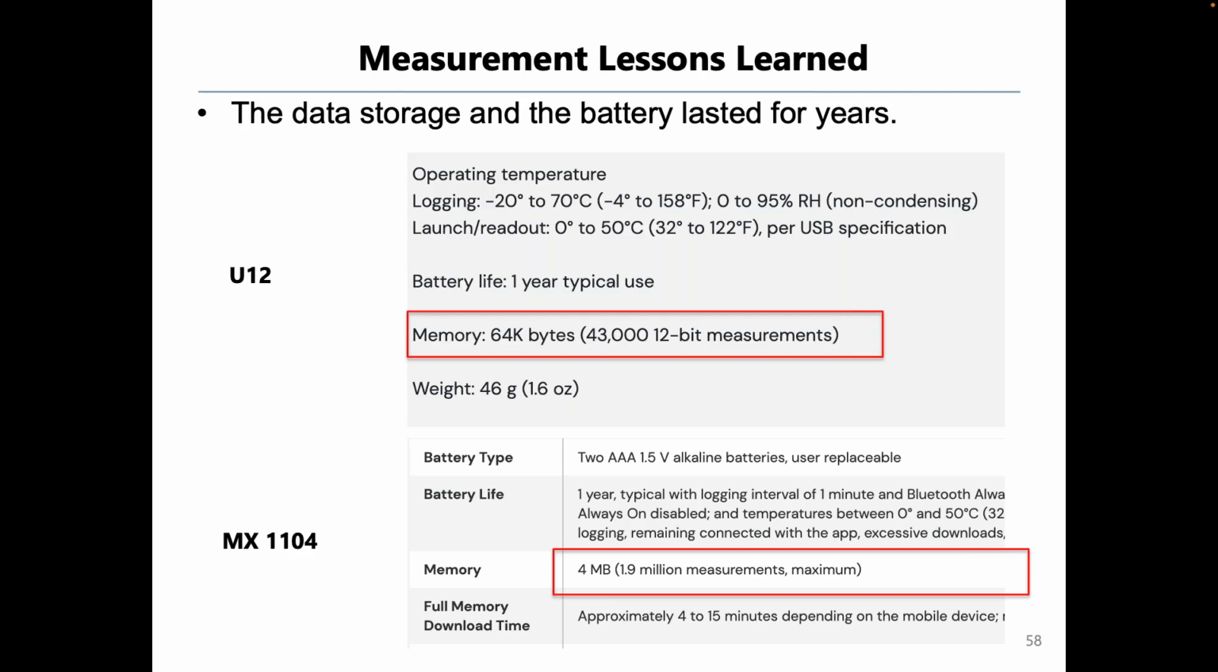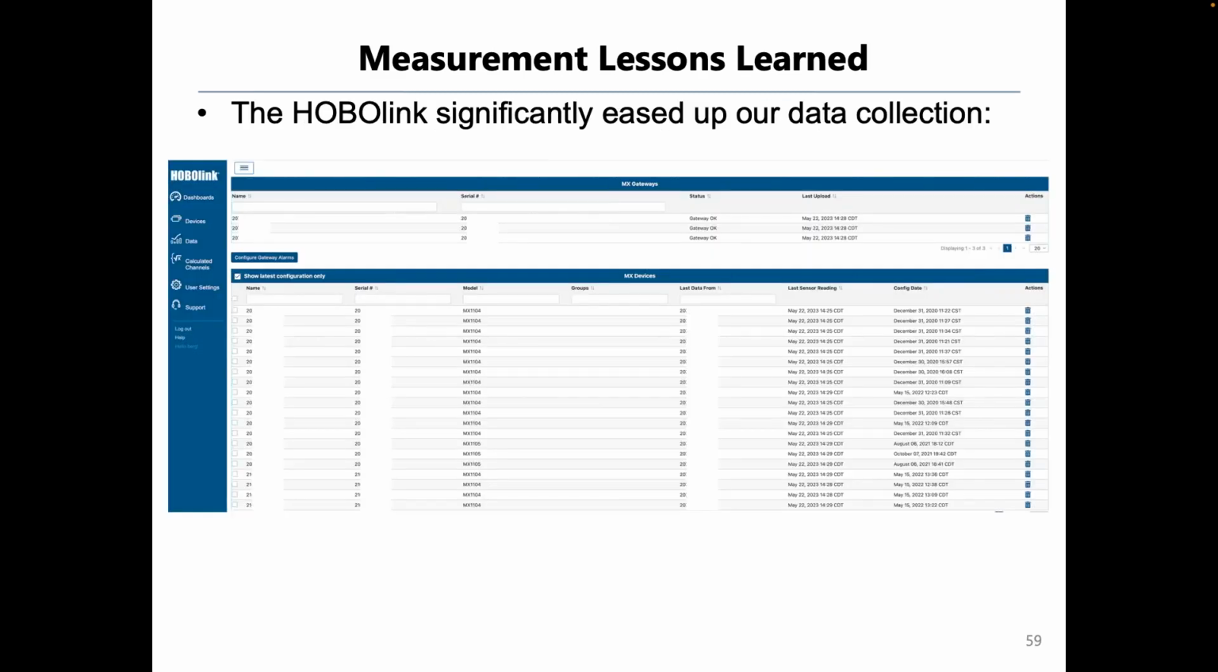Especially, they send the data through Wi-Fi, but also store it in the sensor, which was very helpful for us to make sure we could do quality control there. Using HOBOlink saved us a lot.